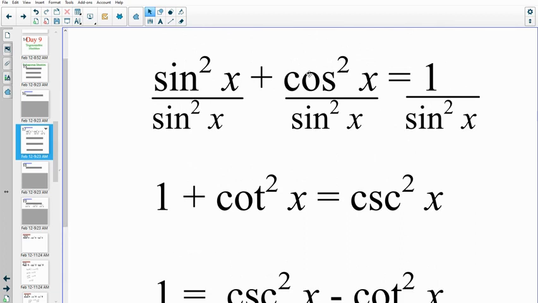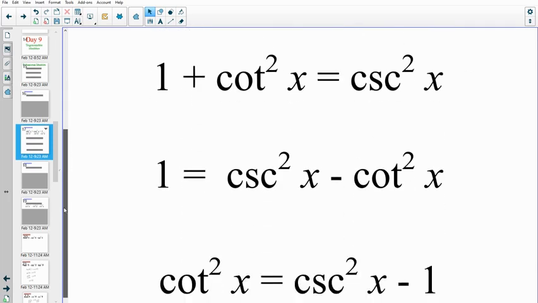Sine squared divided by sine squared, cosine squared divided by sine squared, and 1 over sine squared. I would write 1 plus cotangent squared equals cosecant squared. I probably wouldn't write down the rest of these. Go ahead and put them all in your notes in the same place. You can refer to those as you're taking the test on Thursday. But these are also Pythagorean identities.